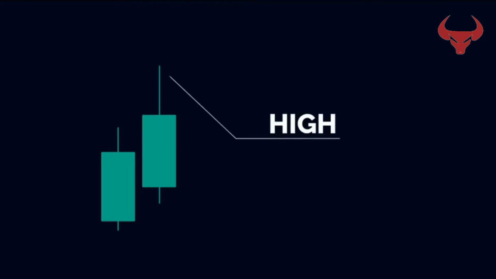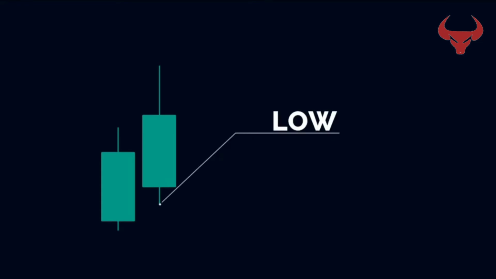The high of the Heikin-Ashi candle is simply the highest price at which the asset has traded for that particular period of time. Similarly, the low of the Heikin-Ashi candle is the lowest price at which the asset has traded for that particular period of time.